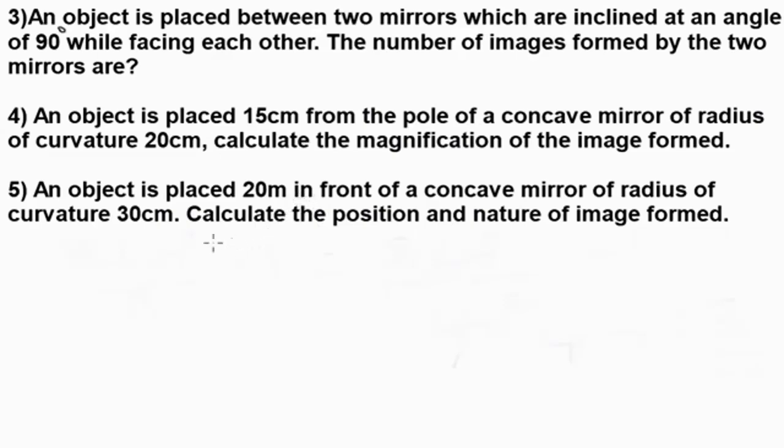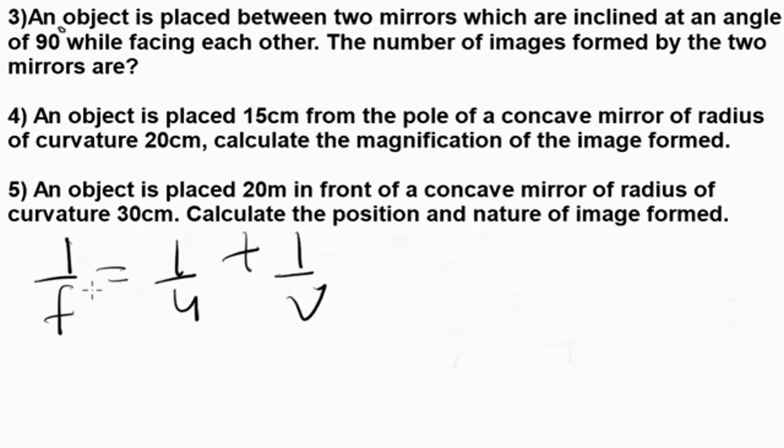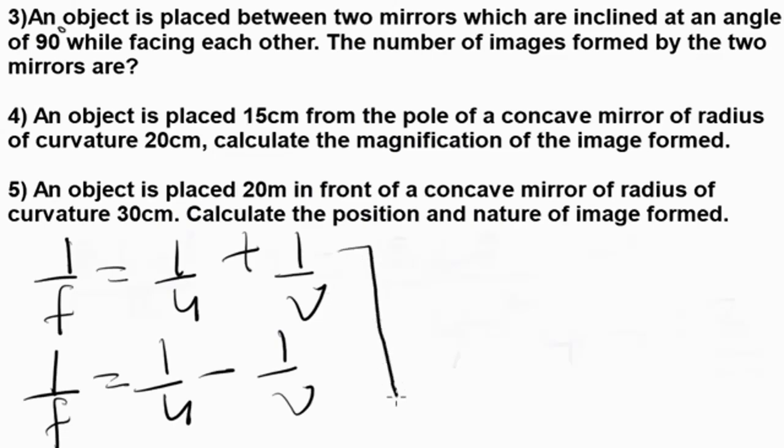For such a situation, the mirror formula is 1 over f, where f stands for focal length, equals 1 over u plus 1 over v. Whereas if the image formed is virtual, implying that the image distance v is negative, the mirror formula is 1 over f equals 1 over u minus 1 over v. So take note of this difference. Very important, guys.